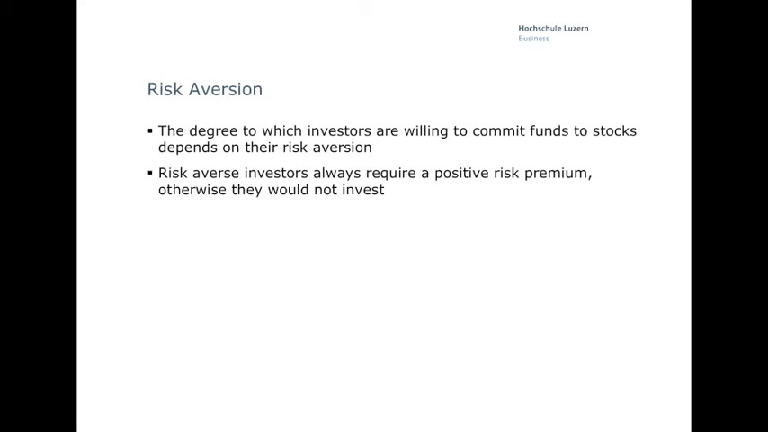Risk aversion. The expected risk premium of 5.76% for an investment in an index fund, as calculated in the previous example, may be enough compensation for an investor to commit, depending on his risk aversion. An investor with high risk aversion would demand a higher risk premium, and an investor with a lower risk aversion would demand a lower expected risk premium. Risk-averse investors always require a positive risk premium, otherwise they wouldn't invest.